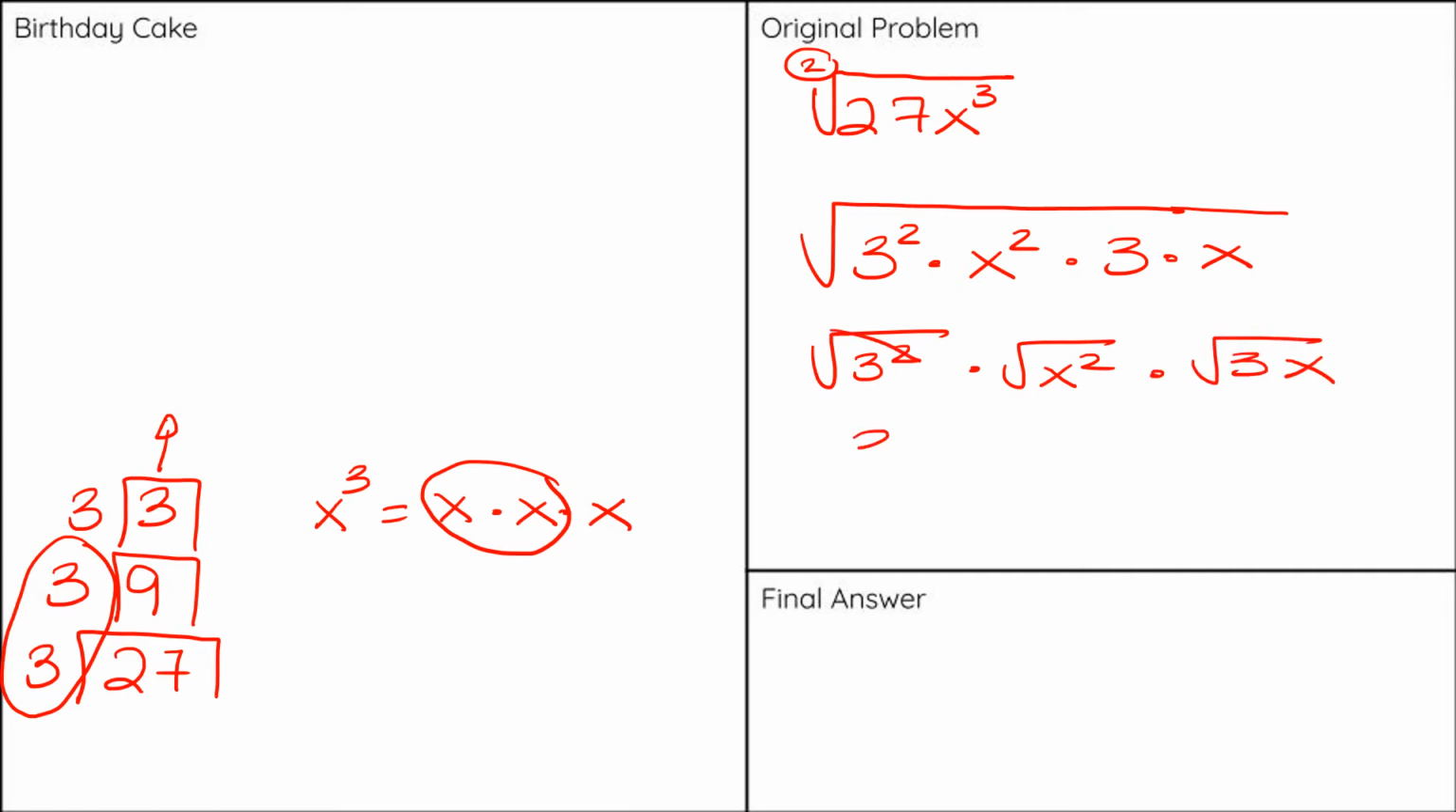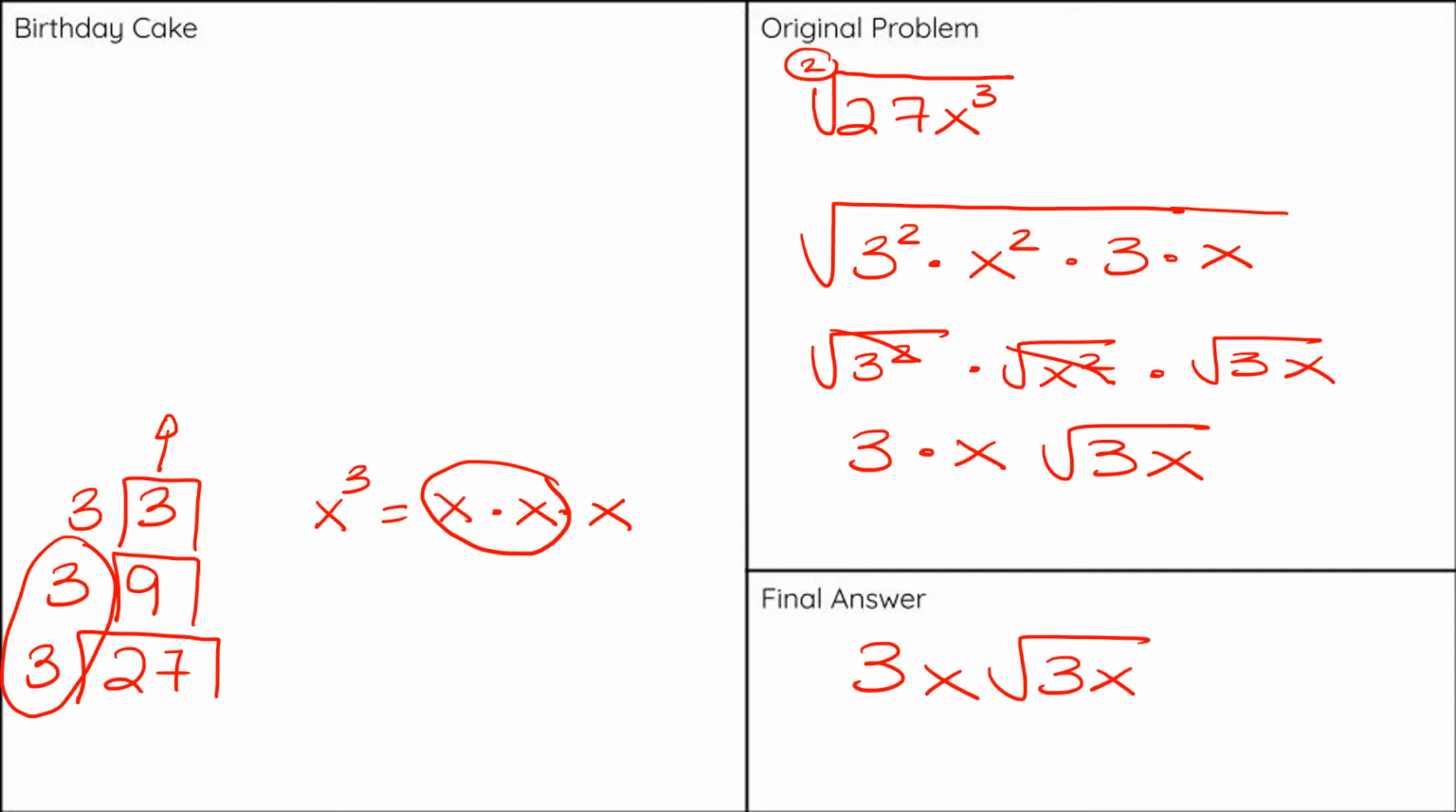We know that these cancel out and leave us with 3. This is going to cancel out and leave us with x. Our final answer is 3x square root x.